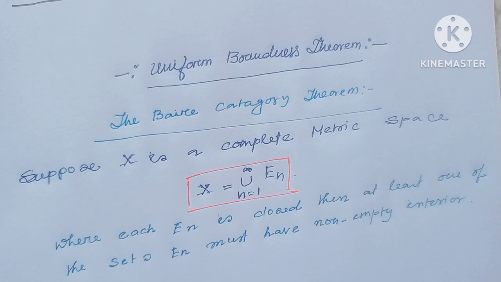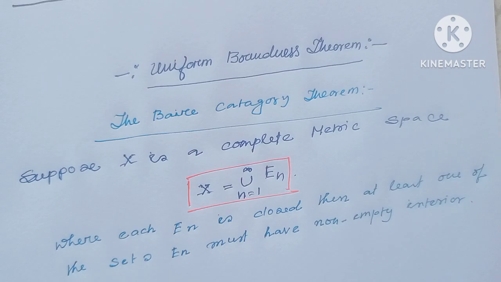The goal of this lecture: today I will see the uniform boundedness theorem and the Baire category theorem. What is the Baire category theorem? This is actually a consequence of the uniform boundedness theorem. Just recall the Baire category theorem, because to prove the uniform boundedness theorem, we actually use the Baire category theorem.